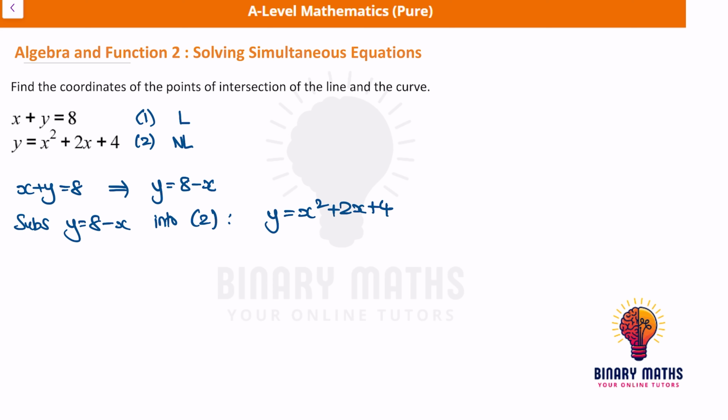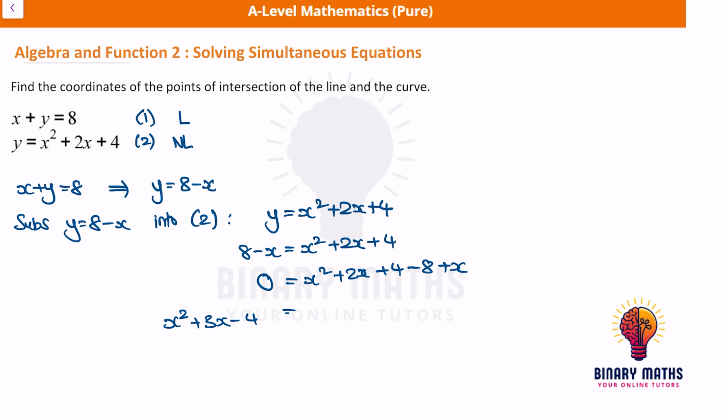So if I replace y with 8 minus x, I get 8 minus x must be equal to x squared plus 2x plus 4. If I take everything to the right hand side because I want a positive x squared, I get x squared plus 2x plus 4 minus 8 plus x must be equal to 0. If I simplify it, I'm just going to rewrite it in this way: x squared plus 3x take away 4 must be equal to 0.